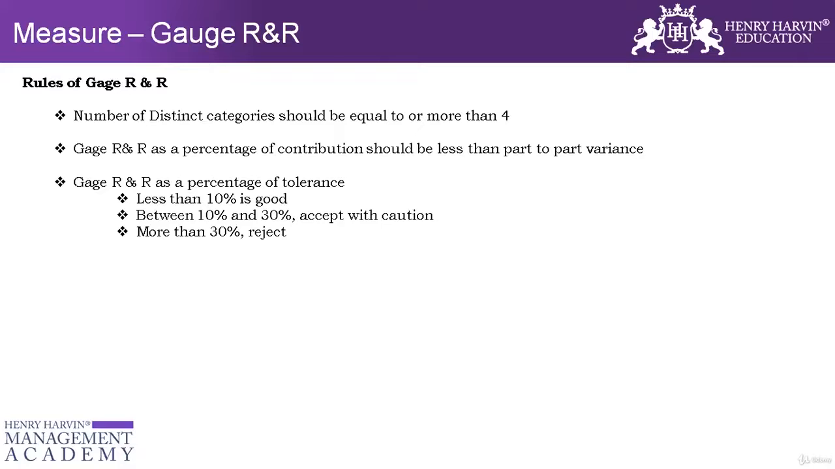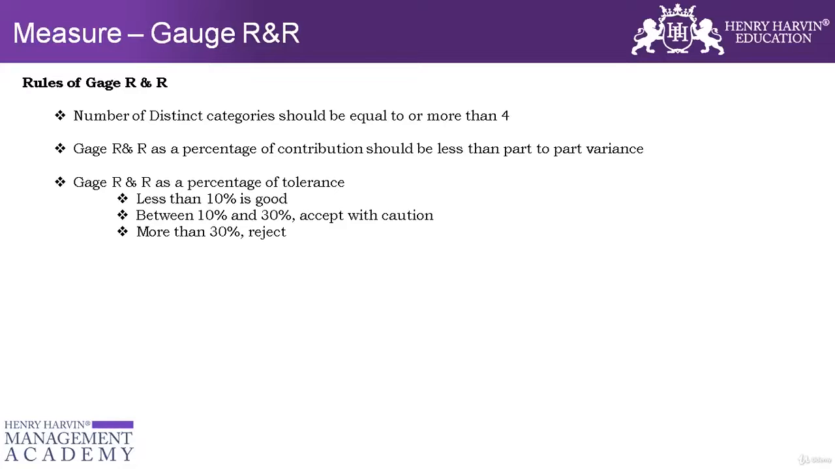The second rule talks about gauge RNR as a percentage of contribution should be less than part to part variation. Part to part variation means transaction by transaction variance. For example, you monitored the first transaction and then the second transaction. What is the variance between them, versus the total variance? My total variance should be less than my part to part variance, or my transaction to transaction variance. That is also something I need to look at.